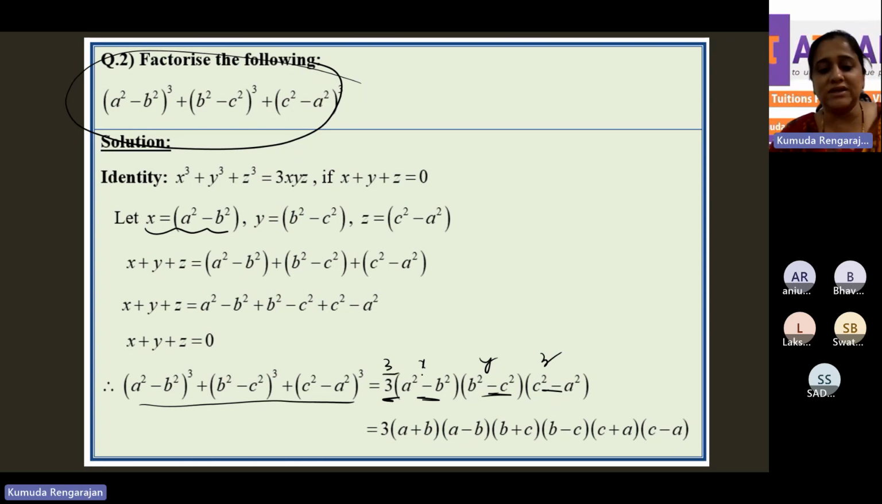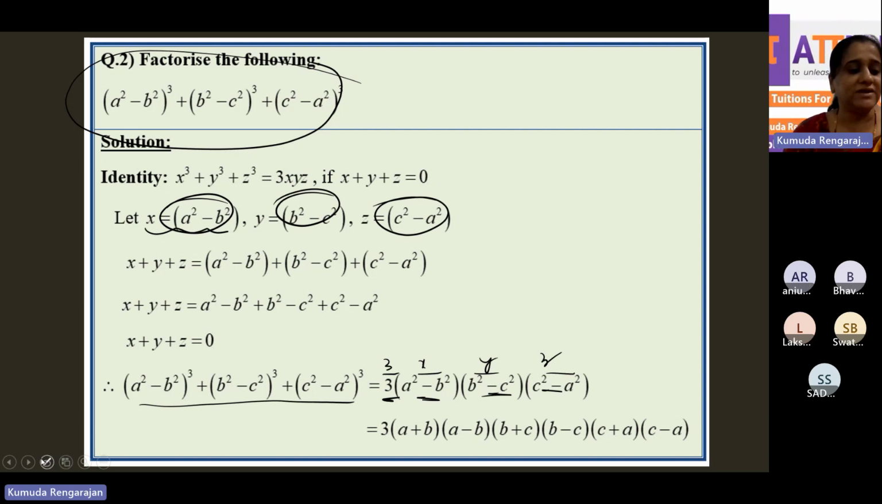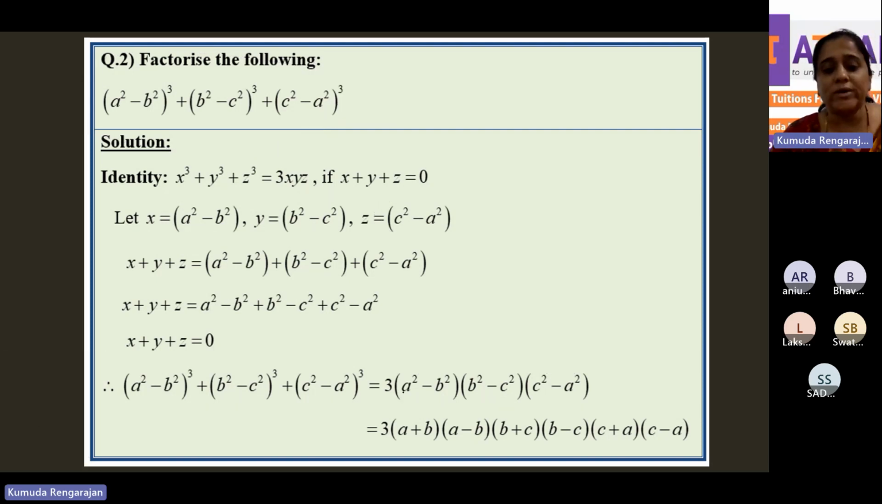So see, the answer is 3xyz. 3x, what is x? This one, you should write this. Then y, you should write this one. And z, you must write this one. But you see that it can be factorized further because we know that a square minus b square is a plus b into a minus b. B square minus c square is b plus c into b minus c. And c square minus a square is c plus a into c minus a.